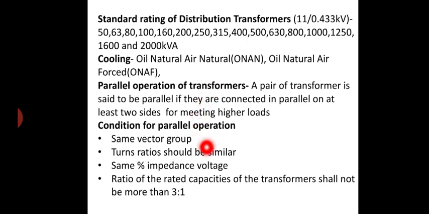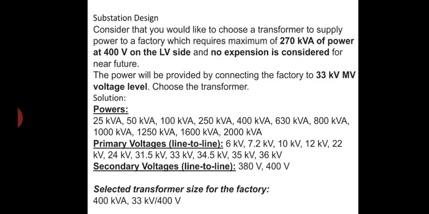They should also have the same vector group, turns ratio, where the turns ratio is the ratio between the number of turns in the primary to the number of turns in the secondary, and the same percentage impedance and all. So next we see selection of substation design.